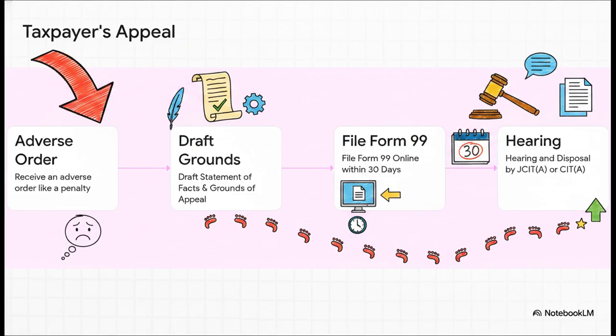Second, as the tax professional, you sit down and draft a crystal clear statement of facts and your specific grounds of appeal. Third, and please note, this is a strict statutory deadline. The taxpayer has to electronically file the appeal within 30 days of receiving that order. Under the new rules, you're going to do this using Form 99. Finally, the JCIT appeals or CIT appeals will fix a day for the hearing, review your evidence, and issue a written order to dispose of the appeal.